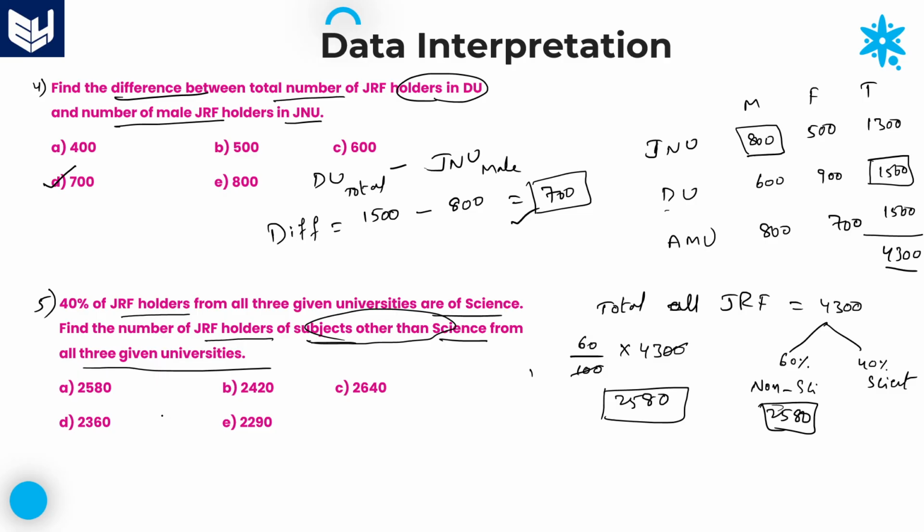Here, once look at the options. 2580 is there at option A. Therefore our required answer for this question is option A. Guys, in this way we need to solve the questions based on this model.